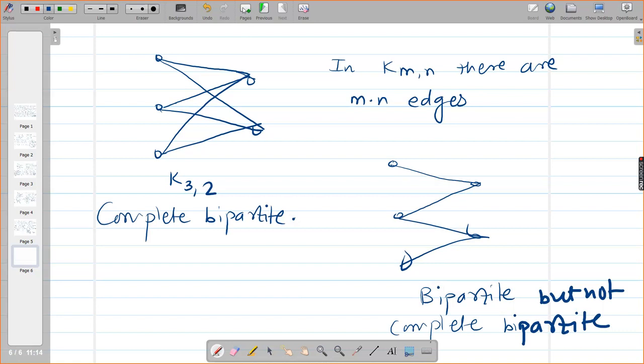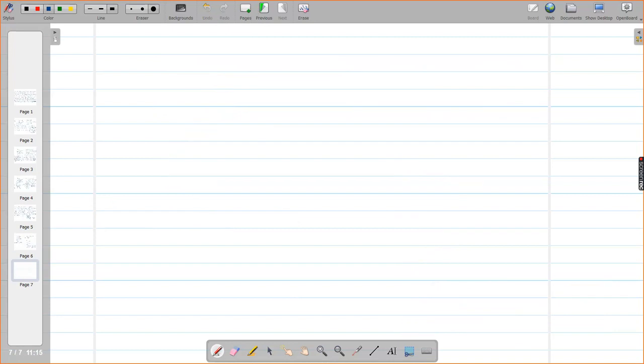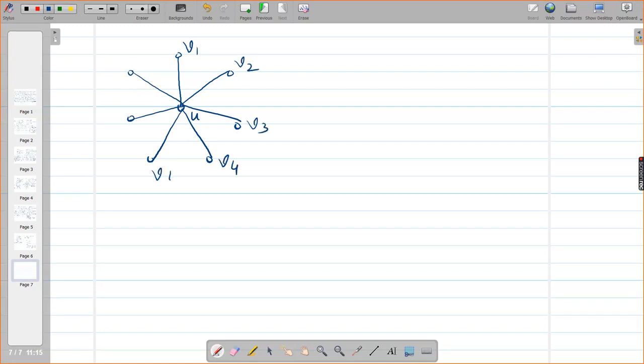Finished? Yes, ma'am. Now see, this kind of graph, where you have one vertex at the center and some number of vertices around it. Okay, so is it a bipartite graph? Tell me. This vertex name is U. This is V1, V2, V3, V4, V5, V6, V7. So is it a complete bipartite or is it a bipartite graph first of all?